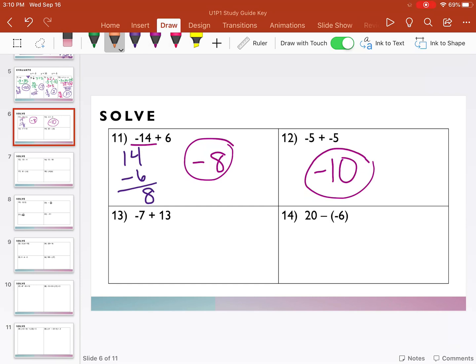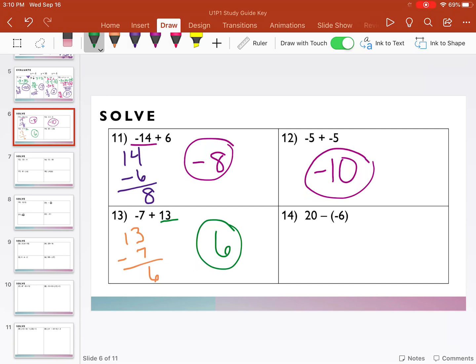Let's look at number 13. Negative 7 plus positive 13. Again, different sign, subtract. So I'm going to do 13 minus 7, which gives me 6. Keep the sign of the larger number. The larger one here was my positive 13, so it is a positive 6 for my answer.